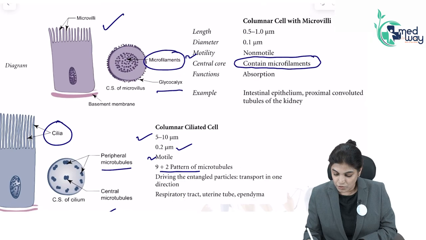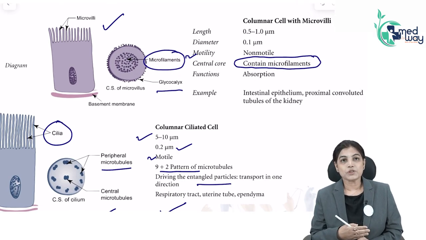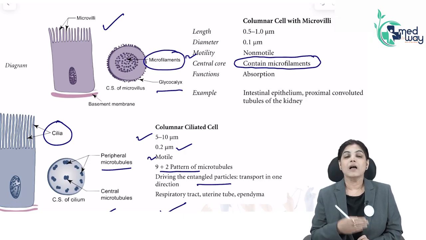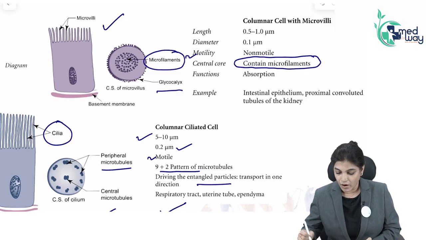Entangled particles are transported in one direction. The examples are: it is present in the respiratory tube, in the ependyma, and in the fallopian tube or uterine tube. Exactly what do you mean by ependyma? Ependyma is a type of ciliated epithelium which is lining the inner part of the ventricles of the brain and the central canal of the spinal cord.